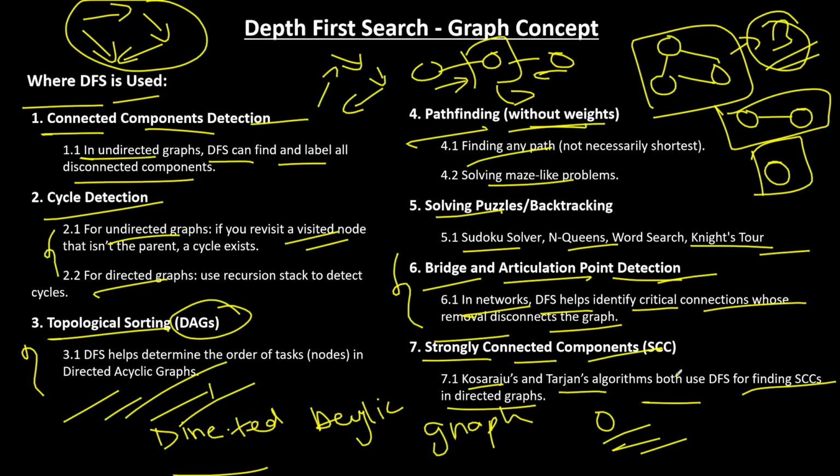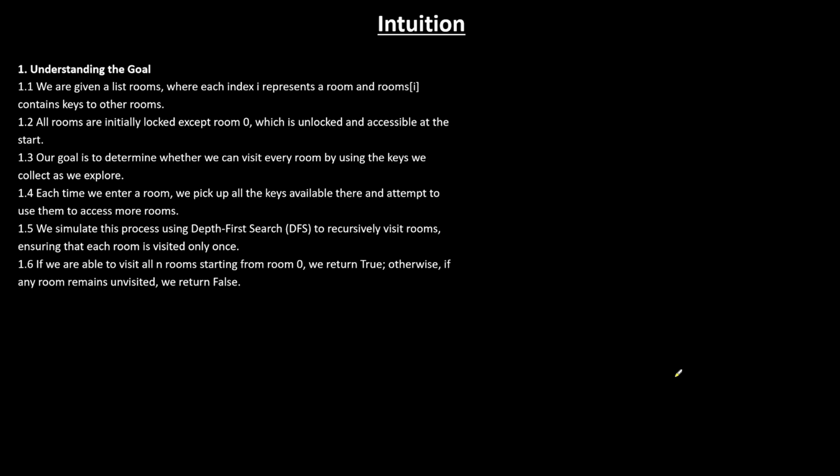To understand what a problem was asking, we should build up an intuition for the problem. Let's start by understanding the goal. We are given a list named rooms, where each index i represents a room and rooms[i] contains keys to other rooms, which basically means this is the array which is given to us, and it's saying that each index.